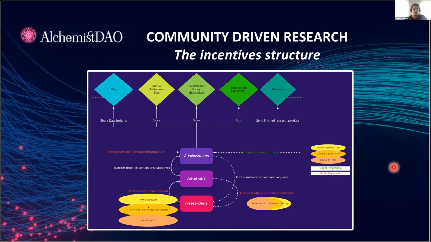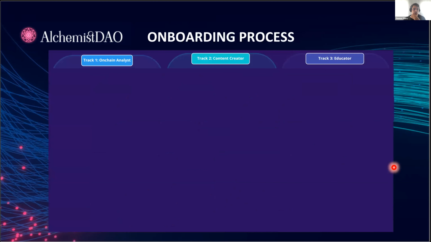So yeah, that's the incentive structure, and now we can get to the onboarding process we designed. We have designed 3 tracks. Track 1 is the on-chain analyst track. Track 2 is the content creator track, and track 3 is the educator track.